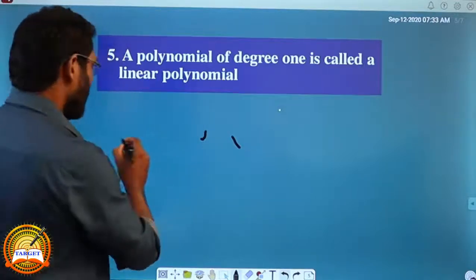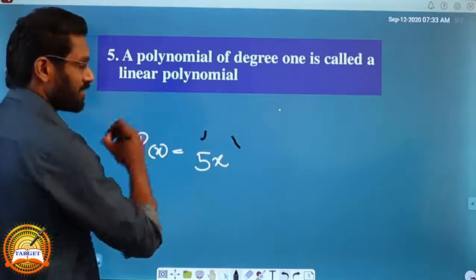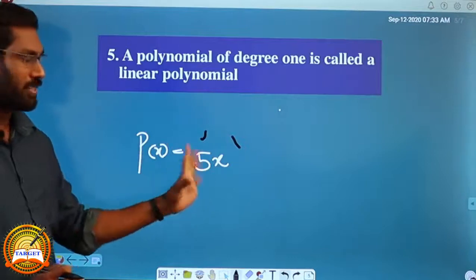That means, for example, listen here. Here there is a polynomial p of x, 5x. Clearly it is a polynomial in one variable x. P of x equals 5x.